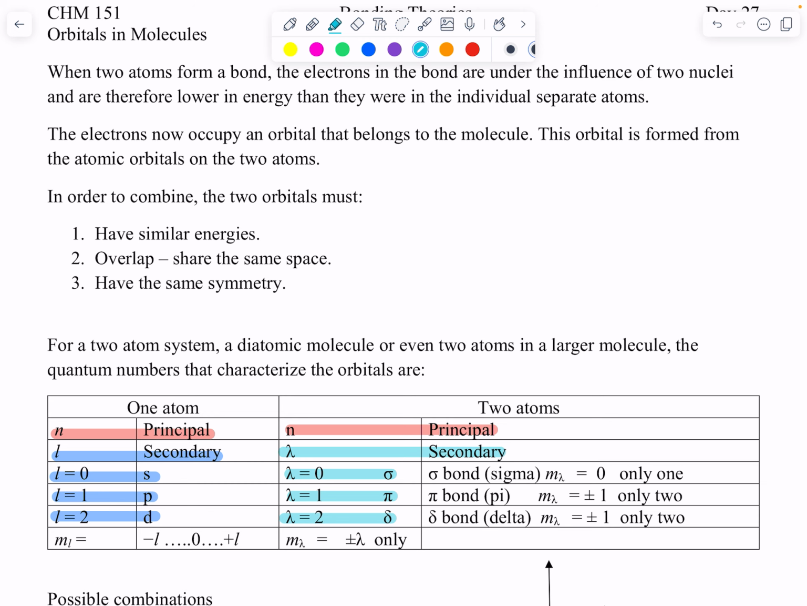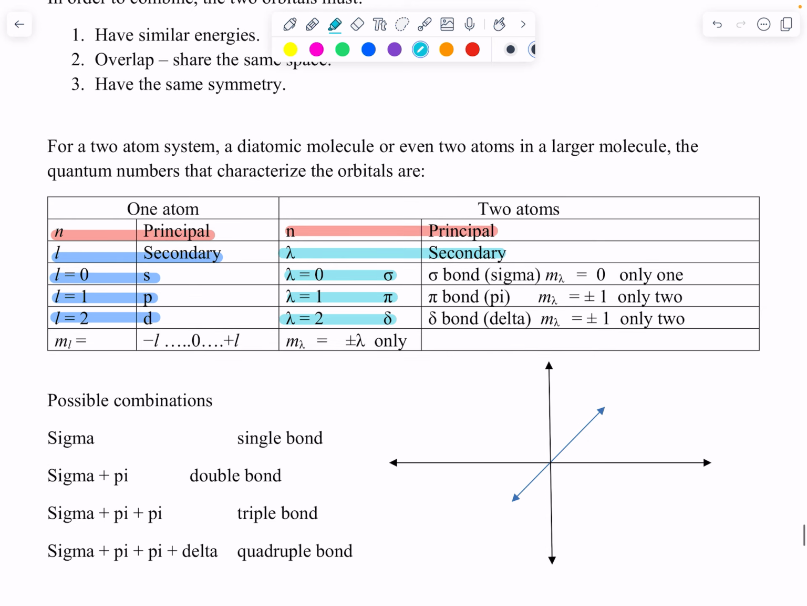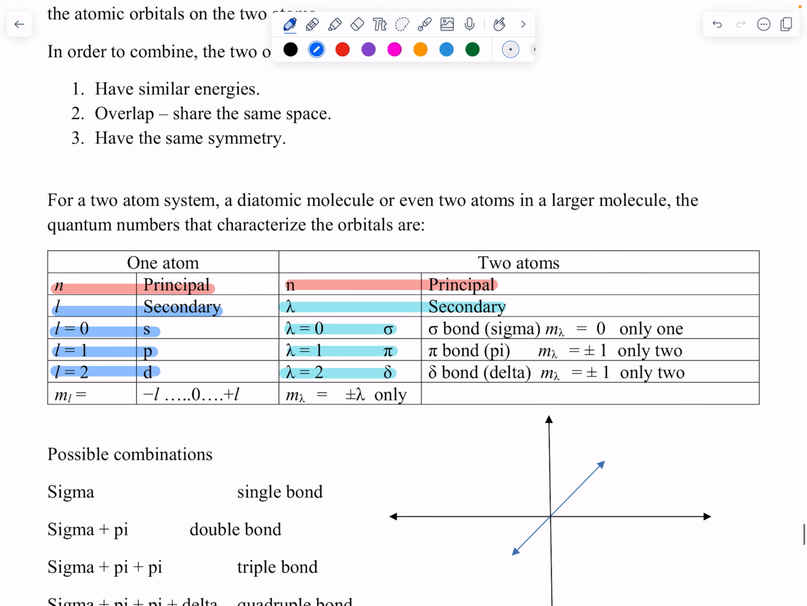And so what do we have here? The combinations. A sigma bond is an s orbital plus an s orbital, all right? I don't like how this is, so hold on. Let's talk about the combinations here. I want it more clear. And so you can have an s orbital plus an s orbital gives a sigma bond. An s orbital plus a p orbital can give a sigma bond. And a p orbital plus a p orbital can give a sigma bond.